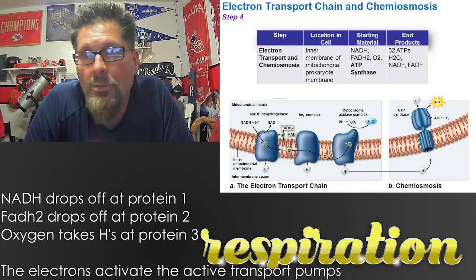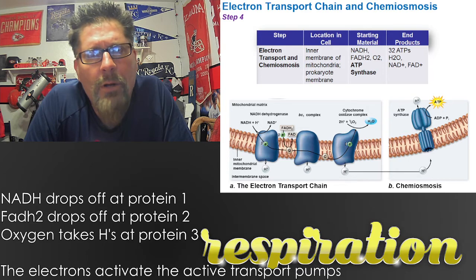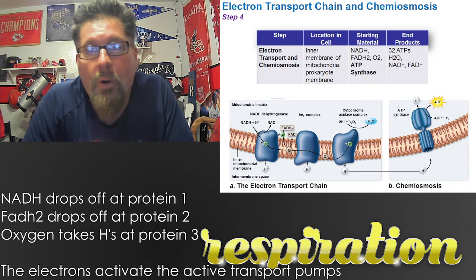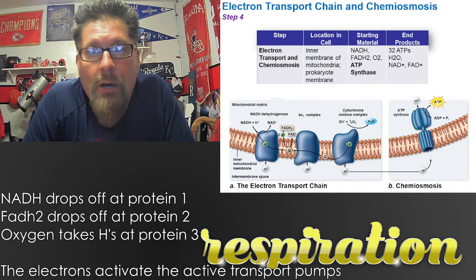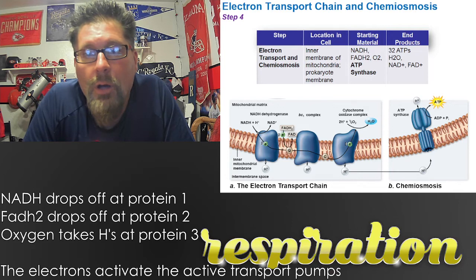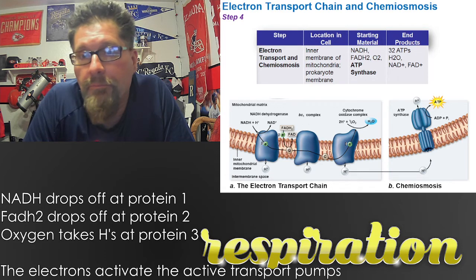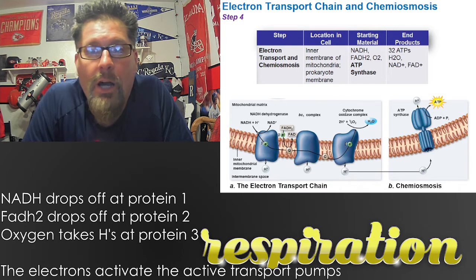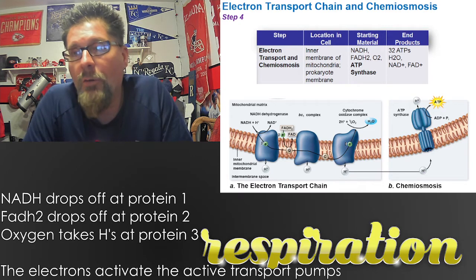And of course, it doesn't have a number there, but it should be a number for each one of them that were dropped off. So we know those numbers were 10 and 2. But just remember, NADH drops off at that first protein, FADH drops off at that second protein, and then oxygen takes H's at that third protein.